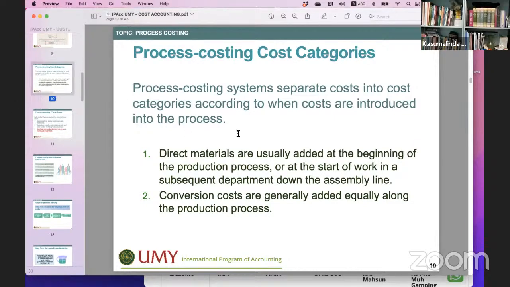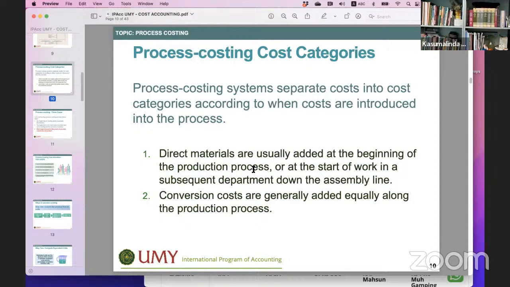we will look at the process costing in detail. Okay, so process costing separates costs into cost categories according to when costs are introduced into the process. Okay, so we have looked at the components of cost just now. For each processing department, they will incur these costs: the direct materials and also the conversion costs. Conversion costs consist of direct labor and also overhead costs.